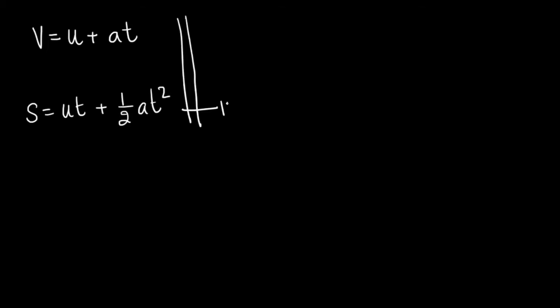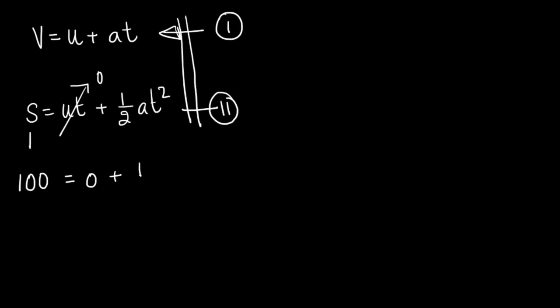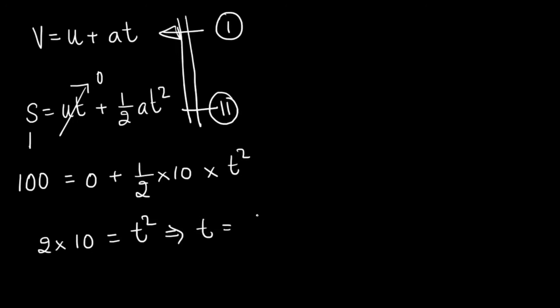So with this information, in a two-step process, we can solve this problem. Let's use equation 2 first. We can't use equation 1 because we don't know time as of now. So let's go to equation 2 and substitute the numbers. The distance is 100 and the initial velocity is 0. So 0 plus half into 10 into t square. This gives me 2 into 10 is equal to t square, and this implies that t is equal to 2 root 5 seconds.